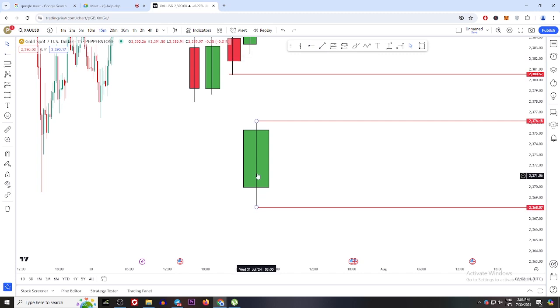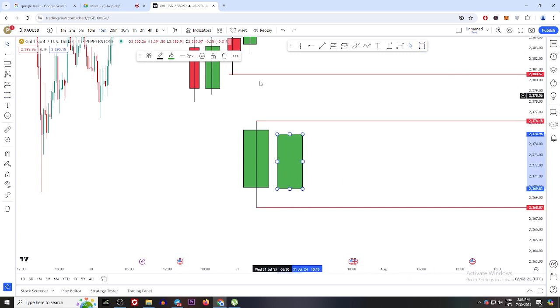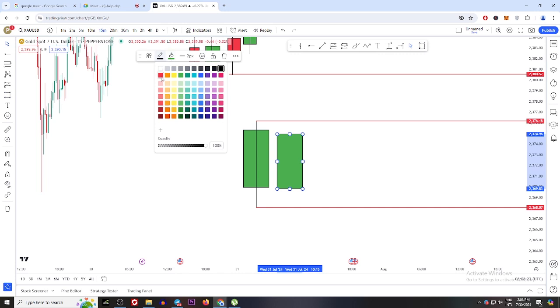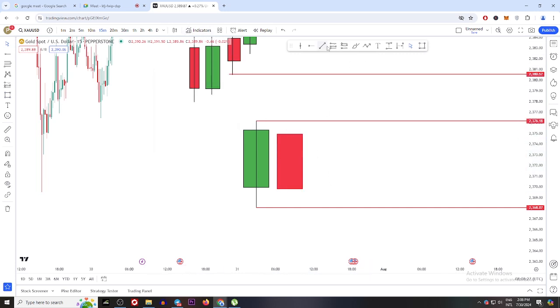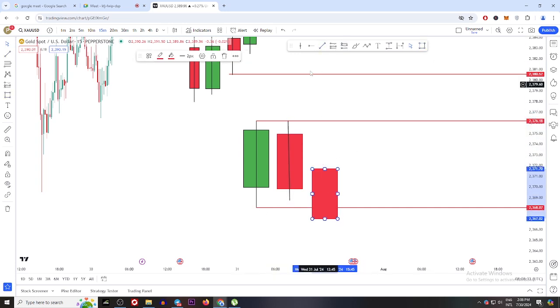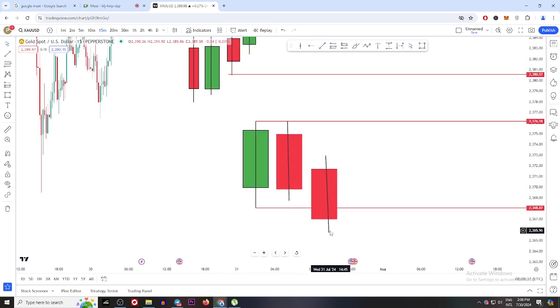The red candle needs to cover the low with the body, right? It doesn't matter how many candles it takes to break out that particular low. Until this low is broken with the body, we cannot call it an engulfing.